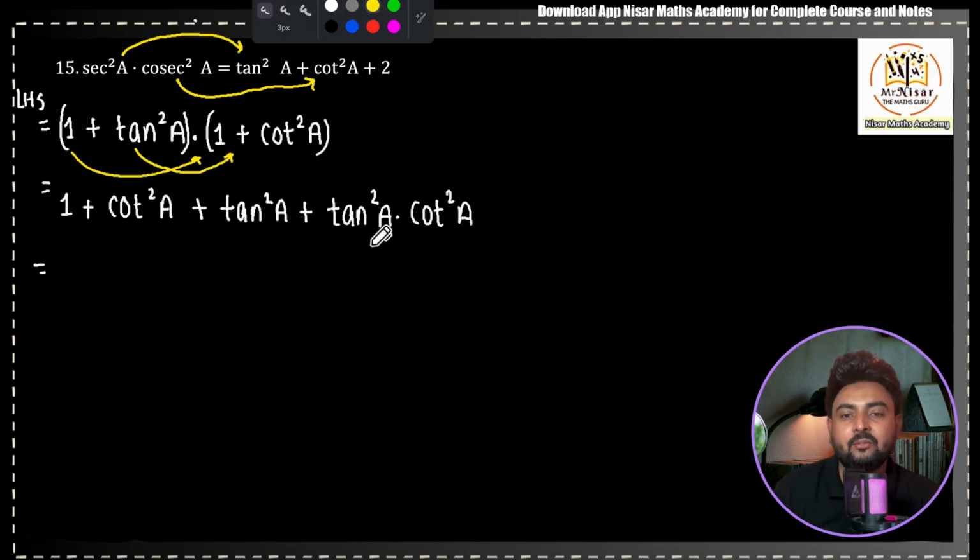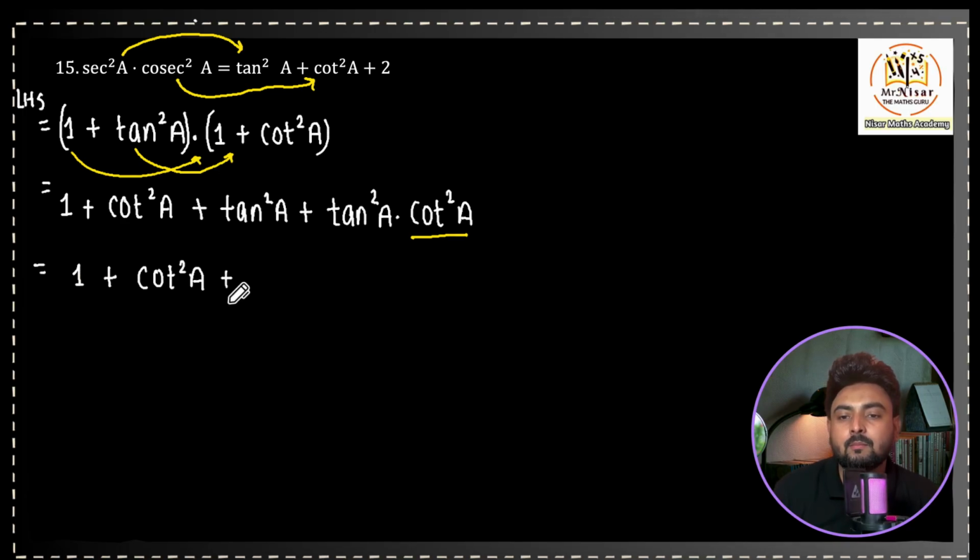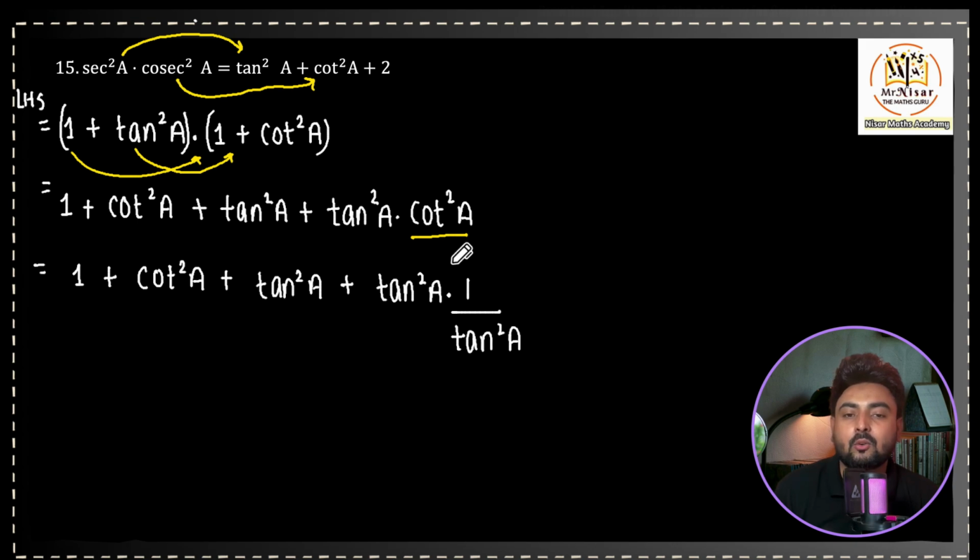See here, if you see it very carefully, tan and cot both are reciprocal to each other. So can I write this cot square A as 1 by tan square A? So tan square will get cancelled, and what will come here? 1. So this 1 plus 1 becomes 2. So I'll write it here, 1 plus cot square A plus tan square A plus tan square A into cot square A, and cot is reciprocal of tan, what I was saying to you. So here cot means 1 by tan.